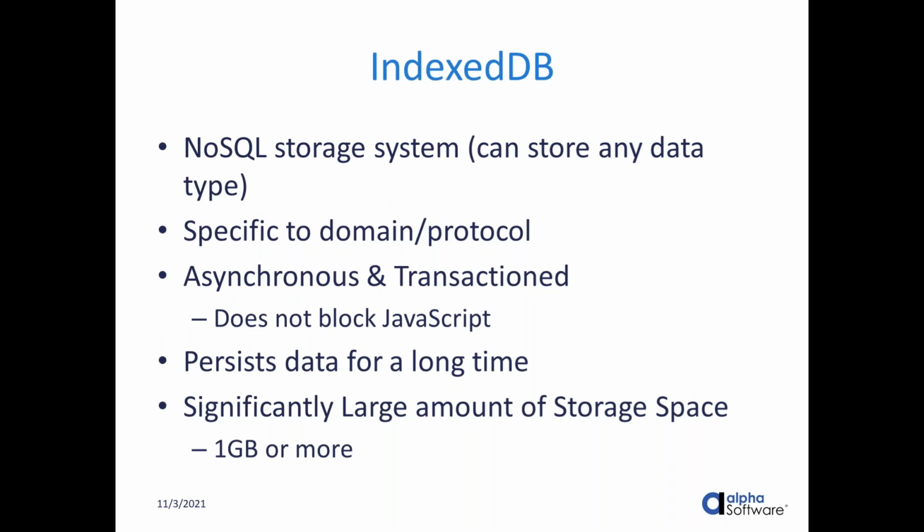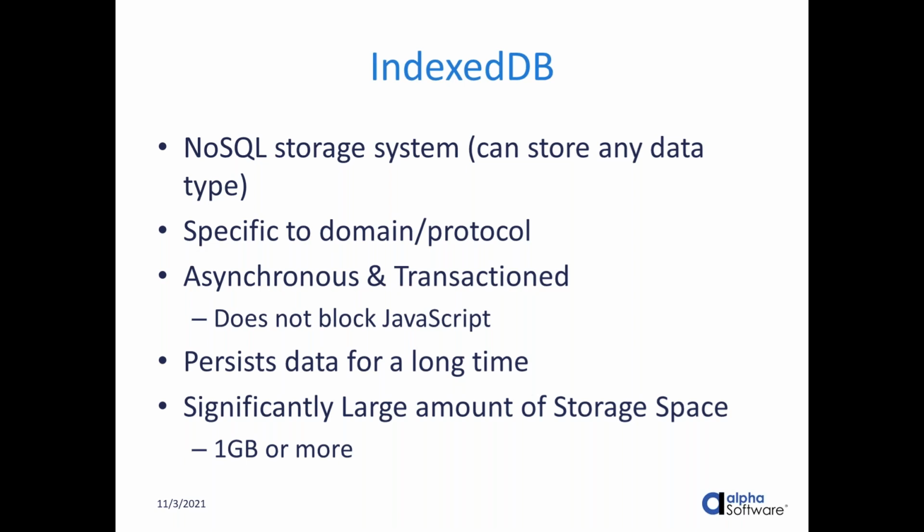Now, IndexedDB is like local storage in that it is also a key value store. It's actually considered a NoSQL storage system, though you cannot execute SQL queries on it. However, you can store any type of data in it. So with local storage, you store data, it gets converted to string. In IndexedDB, the data gets saved as the data type you put it in there, and that supports all data types in JavaScript. It is also specific to a domain and protocol. No one can access your IndexedDB data from another site, and you get your own bucket for your site.